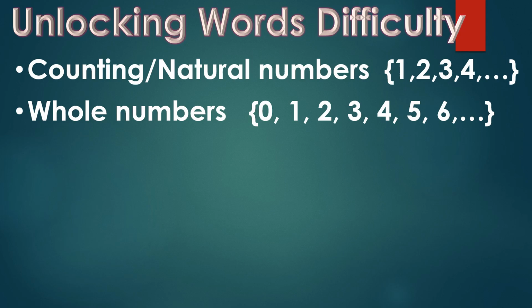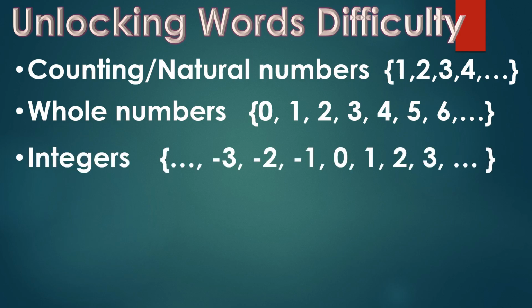Whole numbers. These are numbers without fractional part or decimal part. It includes 0 and the counting numbers 1, 2, 3, and so on. Integers. These are also numbers without fractional part or decimal part. However, it includes 0, the counting numbers, and the opposite or negatives of the counting numbers.